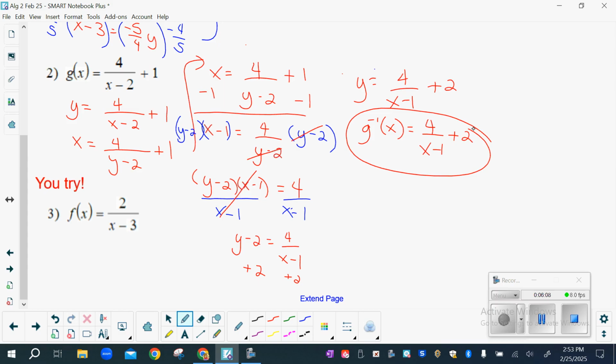This is divided. Divide. Two fingers divide. But then switch it to the X. So that's the one.